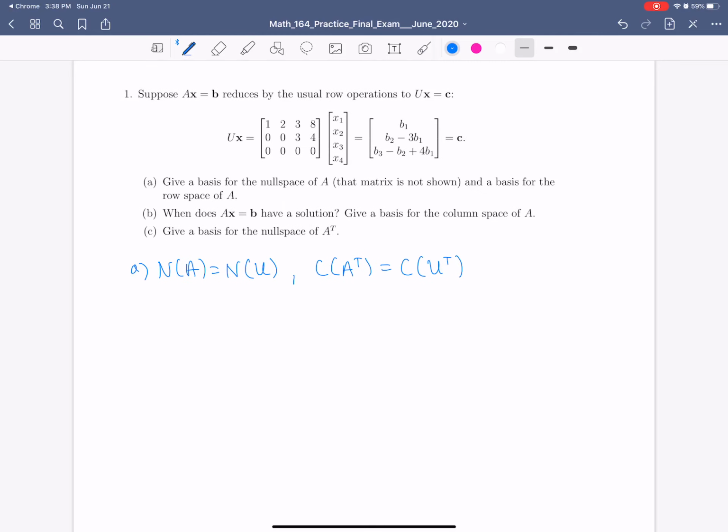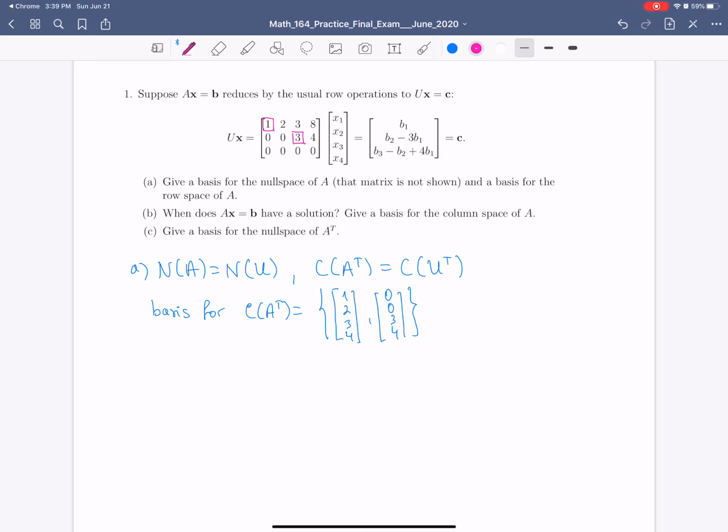We already have a basis for the row space, and perhaps I'll start there. So a basis for the row space is going to be the set of the two rows that are not zero. So we have 1, 2, 3, 4, and 0, 0, 3, 4. So these two rows give us a basis for the row space of U. They also give us a basis for the row space of A because A and U have the same row spaces. Now for the null space, we actually do have to find the null space.